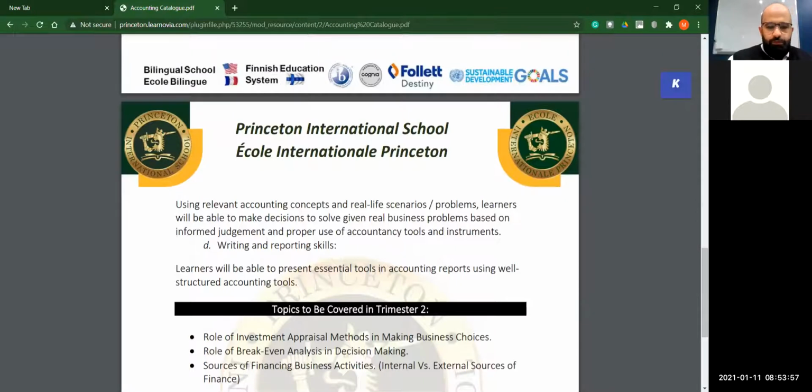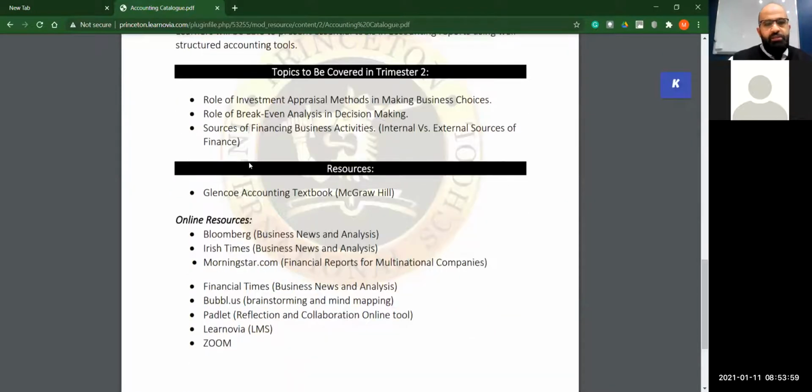The third topic is the sources of financing business activities. Let's assume that we have a company, an airlines company, and this company is growing. So this company definitely needs to buy some more airplanes and buy new tools and hire more workers. So in this case, we need more cash, right? We need more funds.